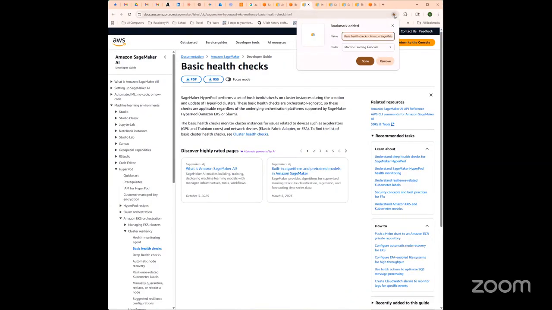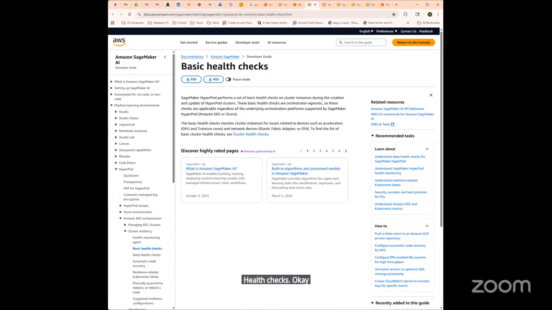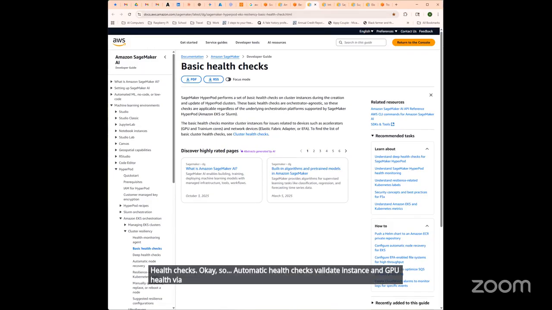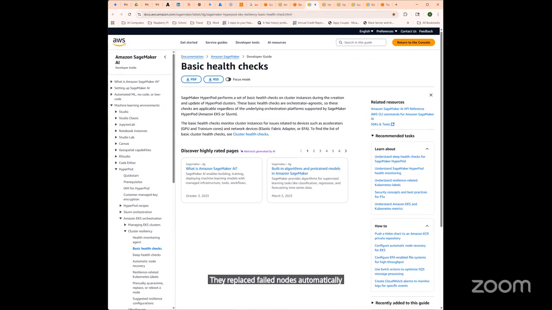Health checks. Automatic health checks validate instance and GPU health via NCCL before training starts. They replace failed nodes automatically and restart entire jobs on service errors like SageMaker internal crashes. This prevents wasted training costs from hardware faults during long jobs. Health checks are enabled by default on ml.p3, p4, and P-series instances.